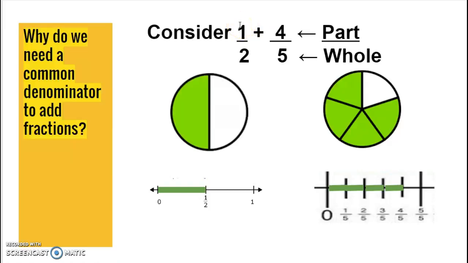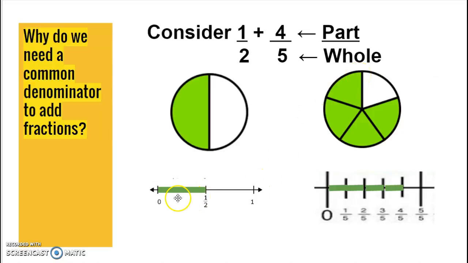Consider the addition equation 1/2 plus 4/5. 1/2 and 4/5 are broken up into different sized pieces. If I look at the denominator, 1/2 means that my whole is broken up into 2 pieces. And for 4/5, if I look at the denominator, it's 5. So the whole is broken into 1, 2, 3, 4, 5 pieces. That's a problem if I want to add these together because I have different size pieces.